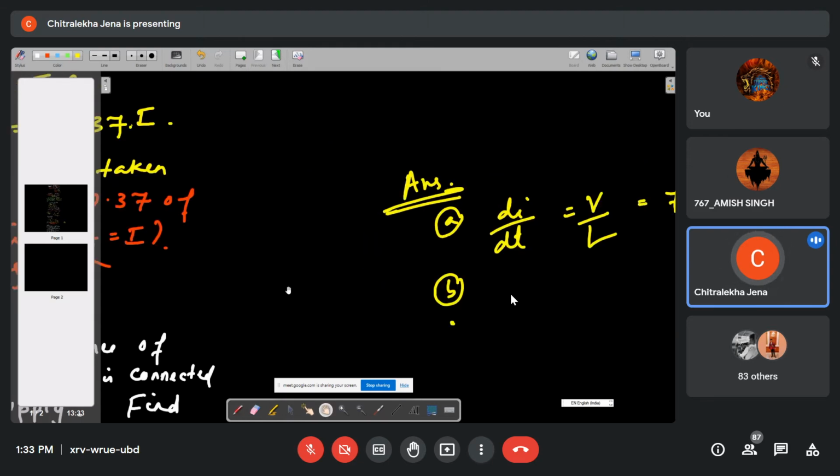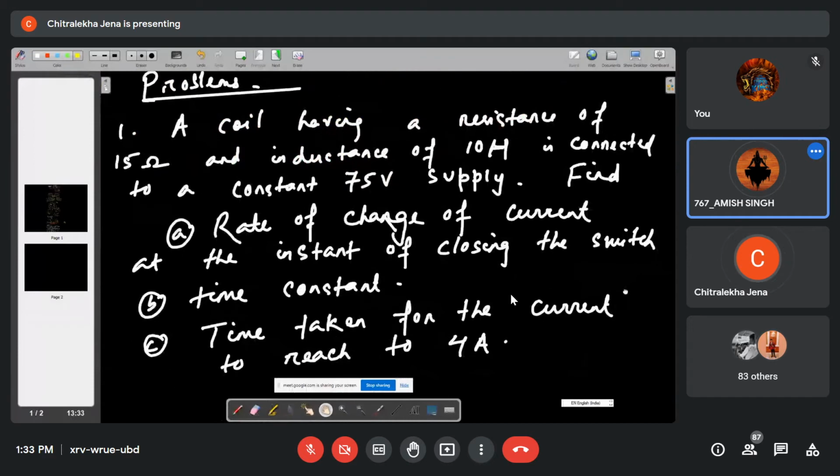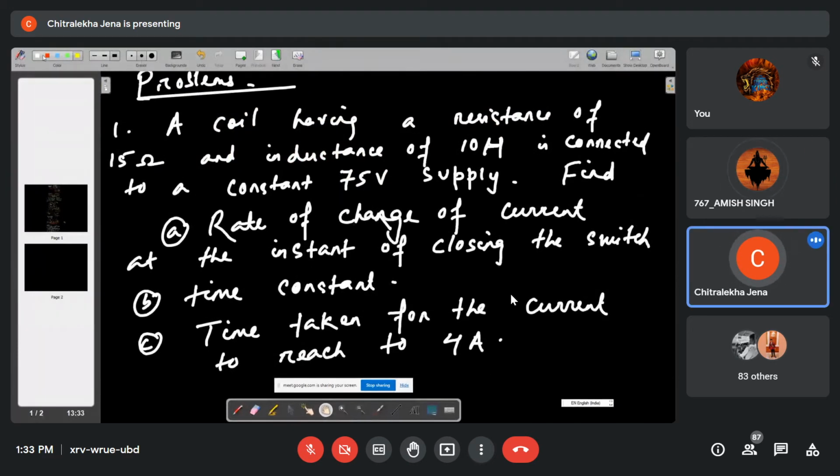Another point also you mention. I have forgotten to write. Number B, C. Another point D. You write down final steady value of current. Final steady value of current. This one also, right?